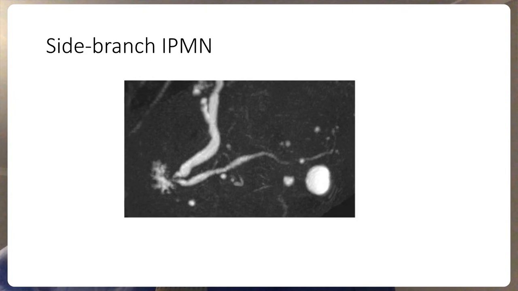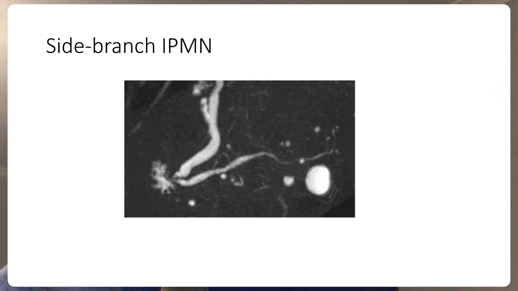So this is a pure side branch IPMN, and pure side branch IPMN has got very low risk of malignancy, and these patients will get followed up by serial MRIs and tumor markers, usually every 12 months MRI and CA19-9 to look for any changes.